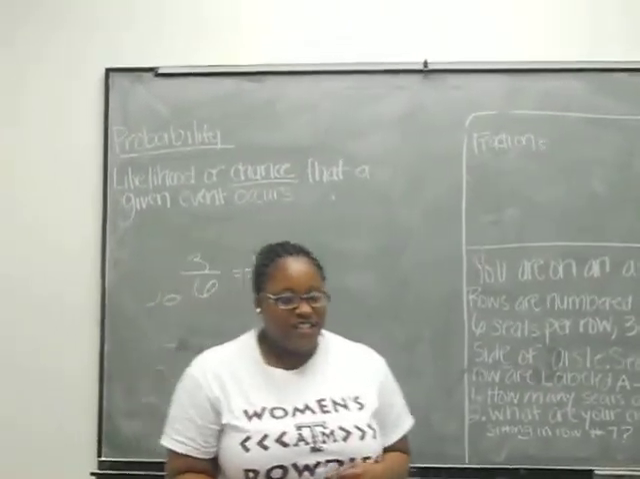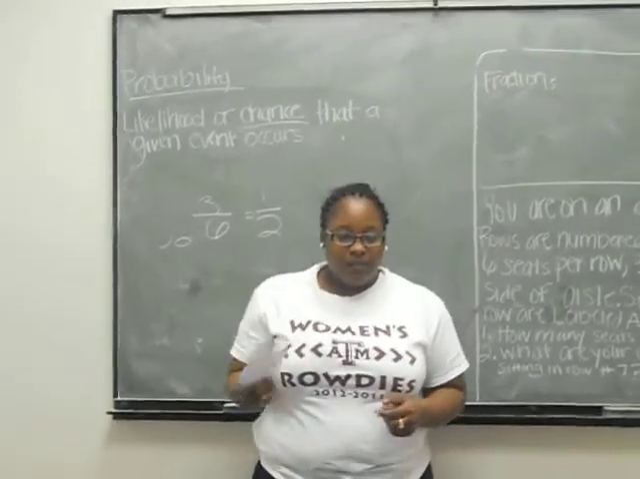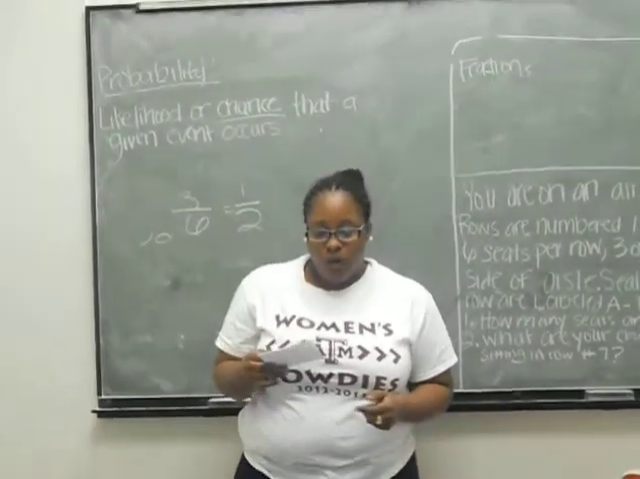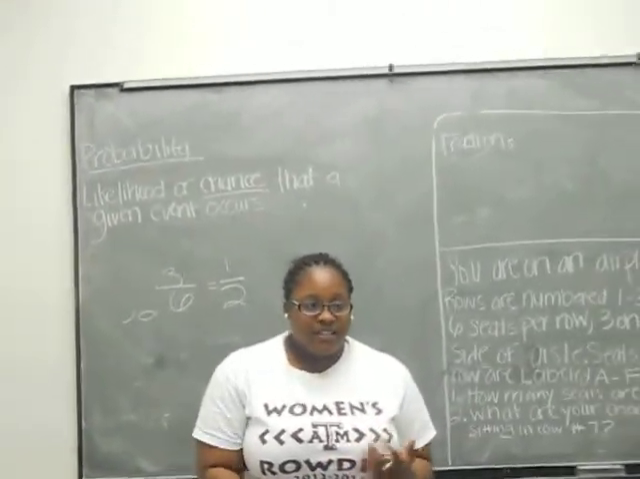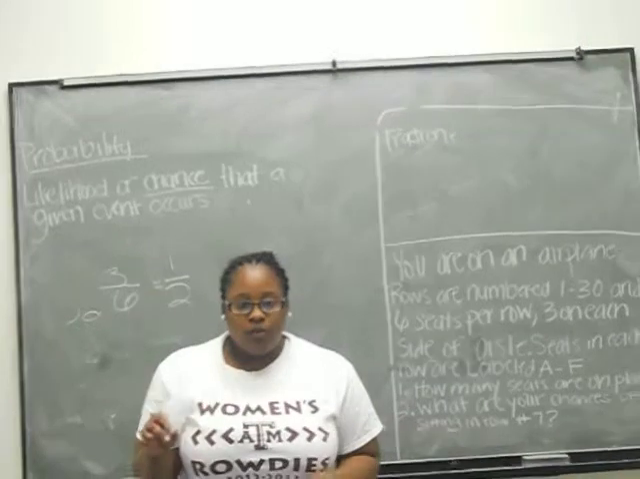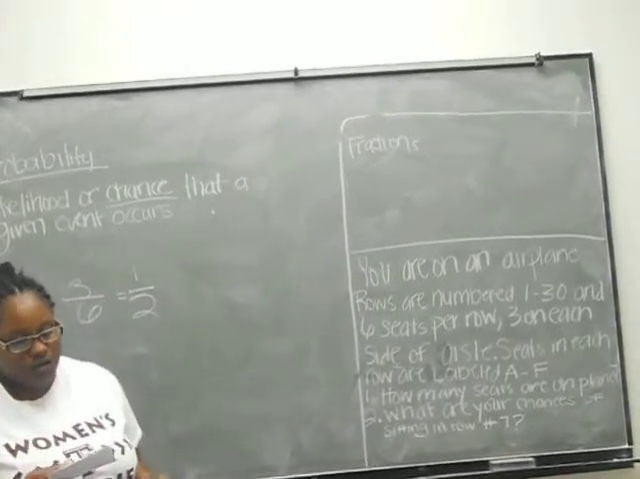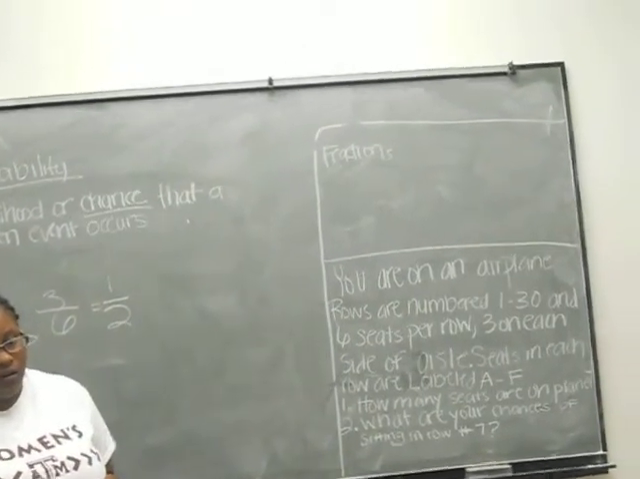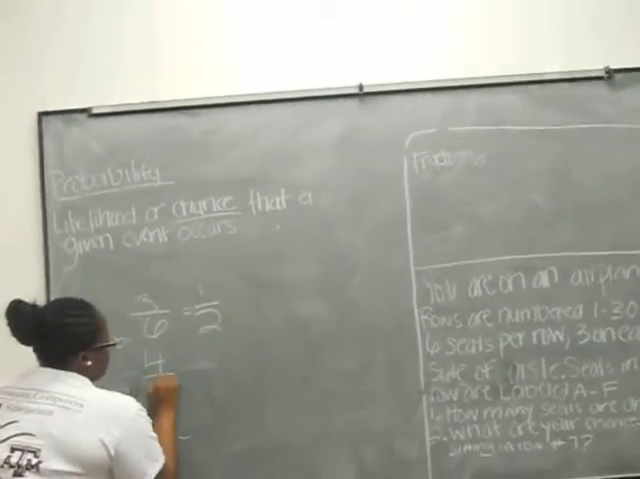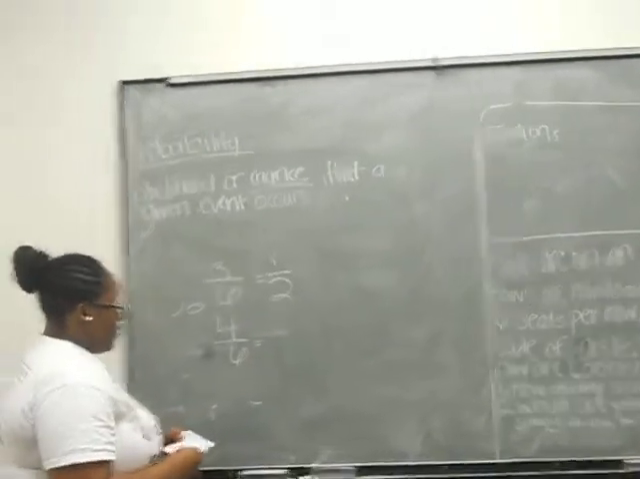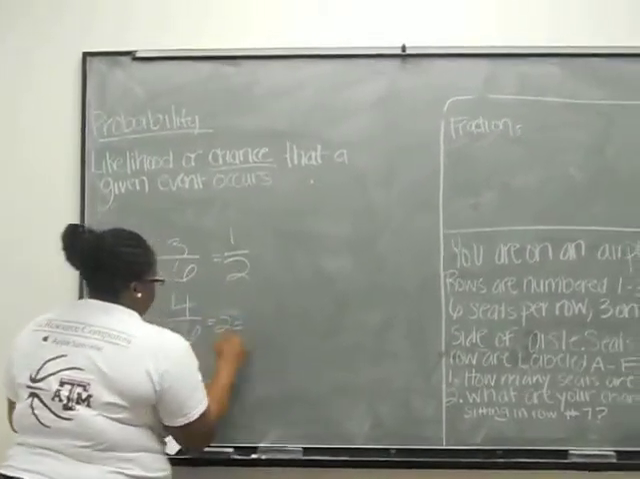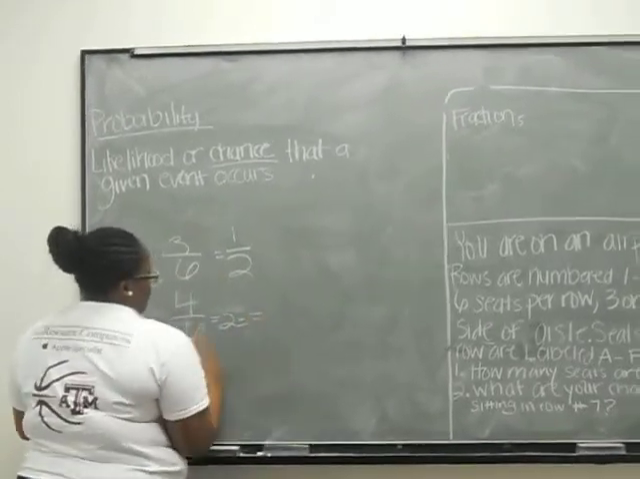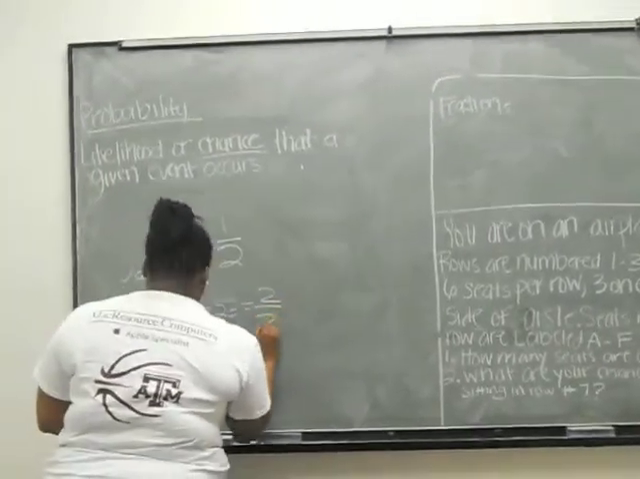Okay, the second question says, find the probability of rolling a 4 or smaller. And so, of course, we know that there are 6 sides on the die. So what would be the probability of rolling a 4 or smaller? 4 over 6. Great job, Bree. And is that in its lowest form? No. If we divide by 2 for each, what will we get? 2 over 3.